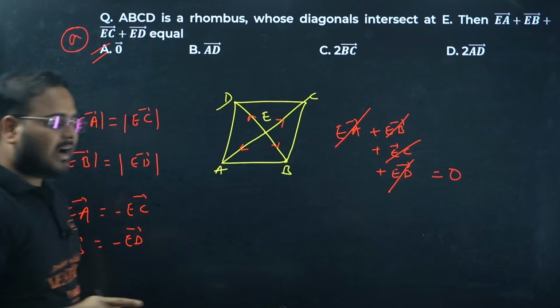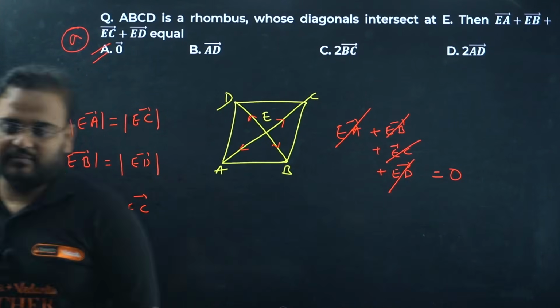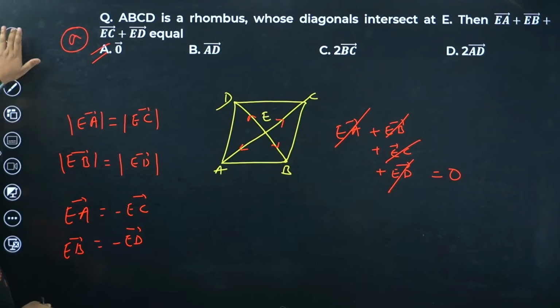We are using the property that the diagonals of a rhombus bisect each other. Okay, have a look. Moving on.